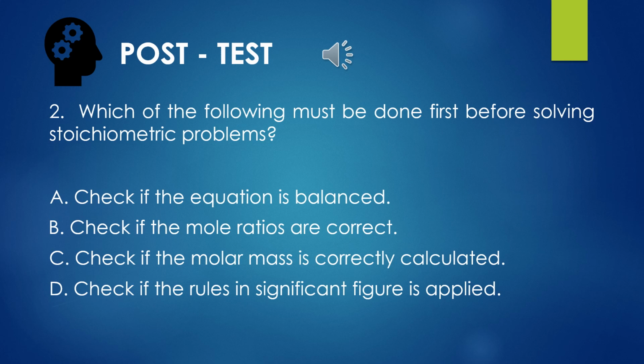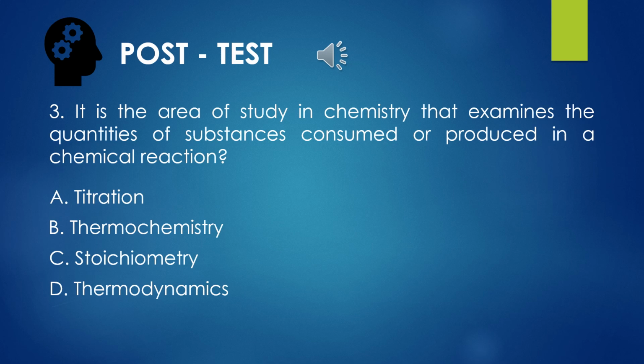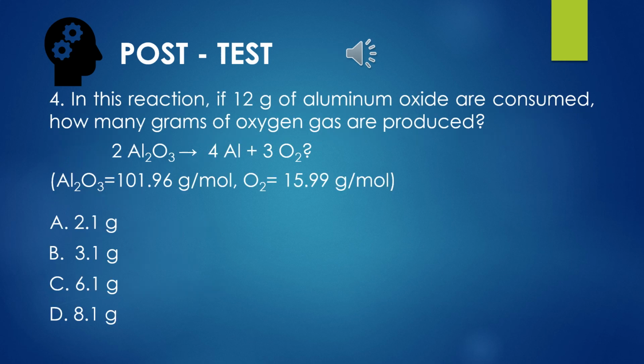Read the choices below. Number 3. It is the area of study in chemistry that examines the quantities of substances consumed or produced in a chemical reaction. The choices are below. Number 4. In this reaction, if 12 grams of aluminum oxide are consumed, how many grams of oxygen gas are produced? A. 2.1 grams, B. 3.1 grams, C. 6.1 grams, D. 8.1 grams.